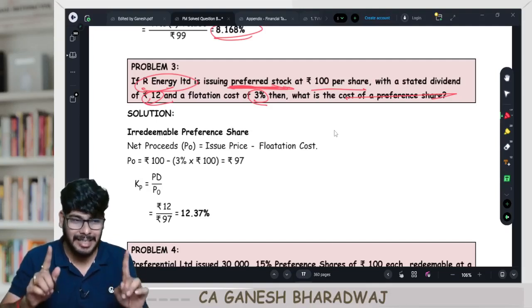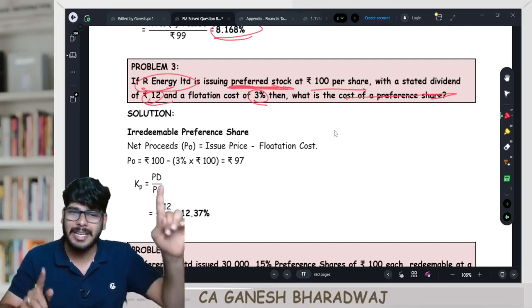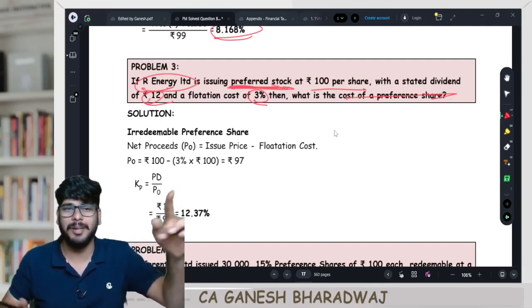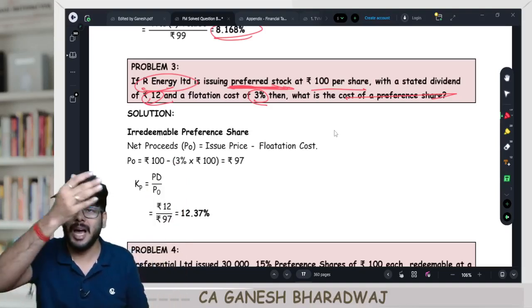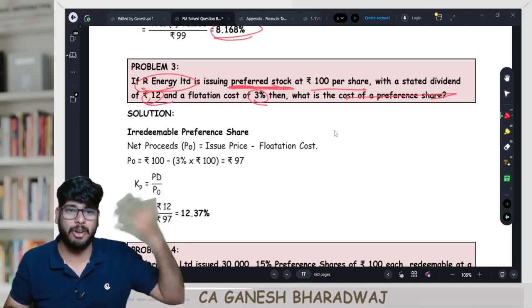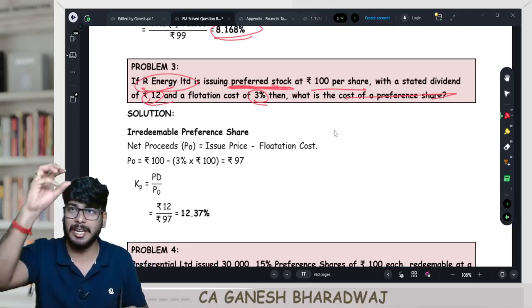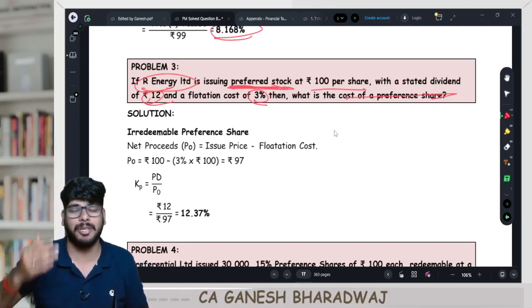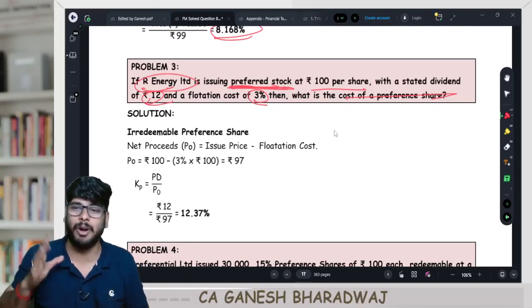Read it. Classify which category of instrument it is. Irredeemable, redeemable. This is irredeemable. In that case, simple formula: annual cash flow divided by discount rate is the present value. Or in other words, if you cross multiply, you'll get that. Annual cash flow divided by your net proceeds. Or in other words, what you pay by what you receive.